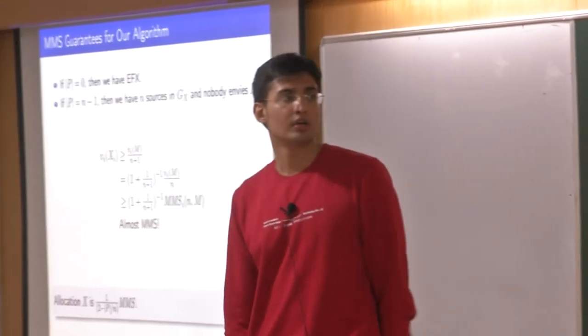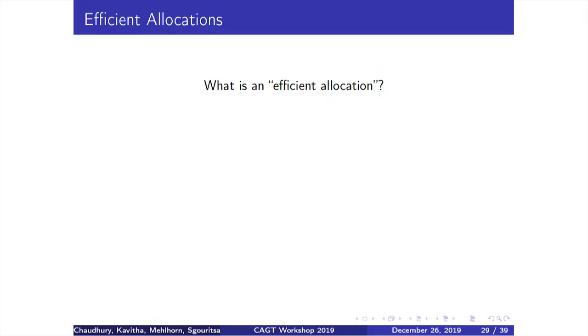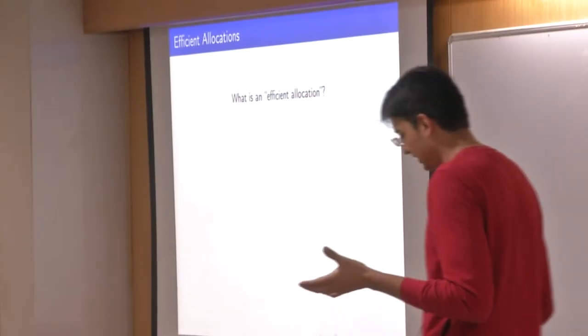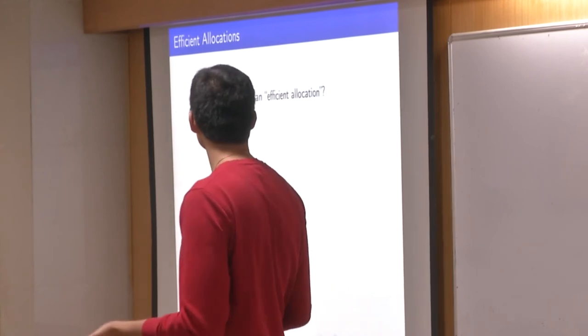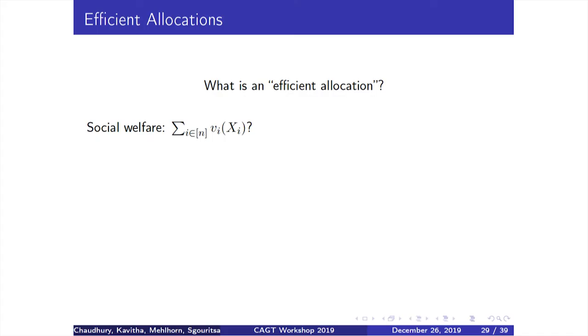Okay, so much about fairness. I won't be having much time, but let's see. Let's talk about efficiency. The whole point being, we are talking about efficient fair allocations, right? So when do I want to call an allocation efficient?